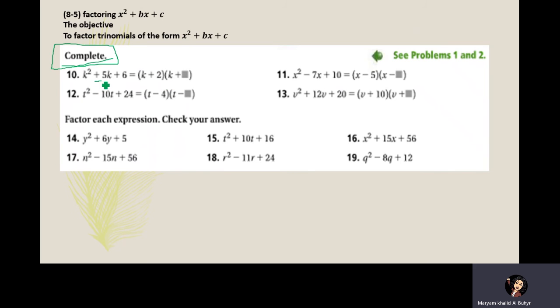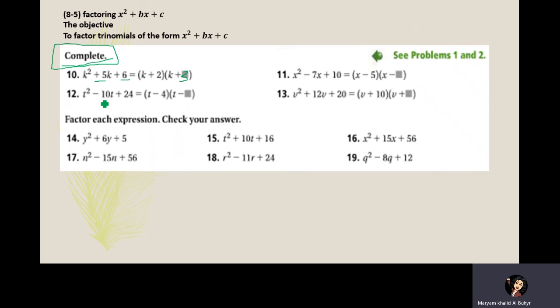So I will think about two numbers. Once I add them, I will get 5. Once I multiply them, I will get 6. They gave me a hint. What is the number that when I multiply it by 2, I will get 6? 3. So when I add 2 and 3, I will get 5. Wonderful. The sign is positive, so both of them are positive, and once I multiply, both are positive, and this is the answer.